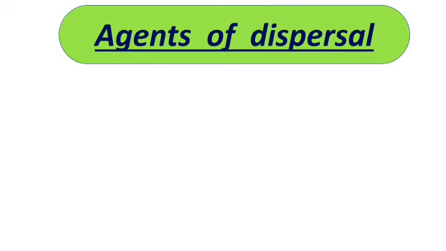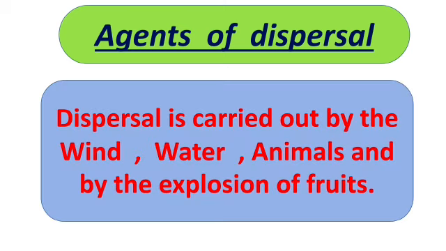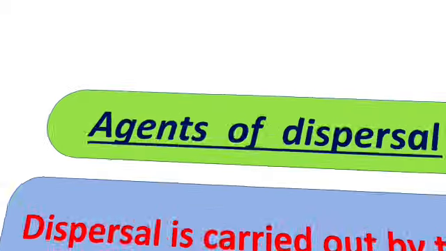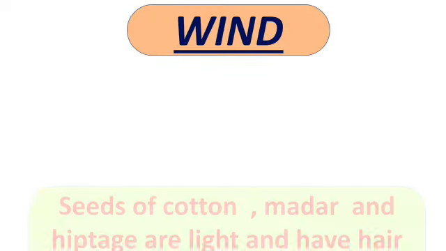Agents of dispersal. These special structures of certain seeds and fruits help these seeds in dispersal. Dispersal is carried out by the wind, water, animals, even human beings, and by the explosion of fruits. Now we will have a look at these agents one by one. First one is wind.